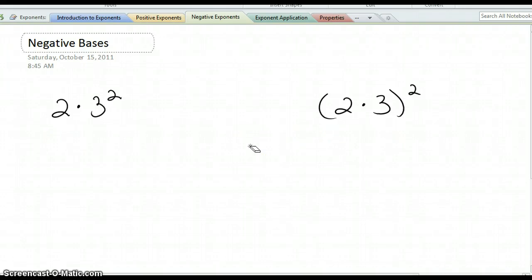We're going to use our order of operations. So in the first example, what would you do first? What operation? We have multiplication and we have exponents. What operation would you perform first? If you said squaring, you're right. 3 squared is 9. Now we multiply, so what do we get? 18. Good. All right, let's look at the second example.